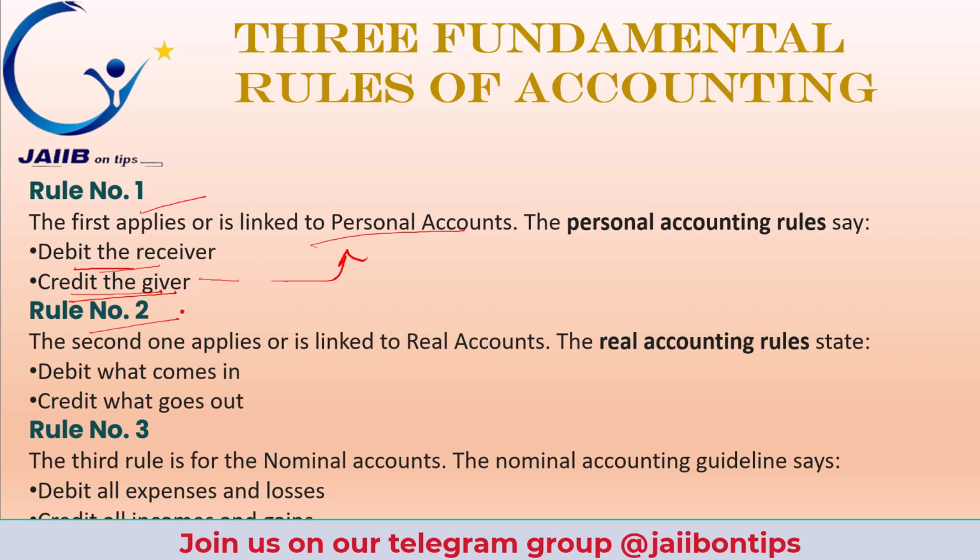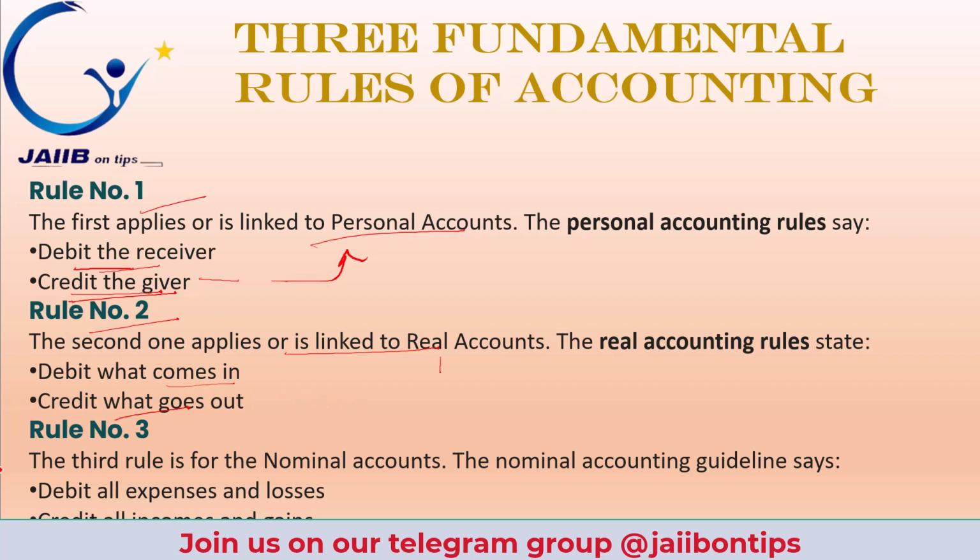Rule number 2 is linked with real accounts. And it says debit what comes in, credit what goes out. If cash is coming in, then it will be debited. And if cash is going out, then it will be credited. Right? So all the events related to real accounts will apply the rule of debit what comes in, credit what goes out.